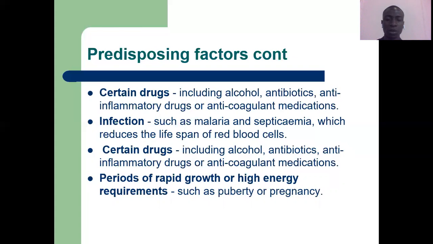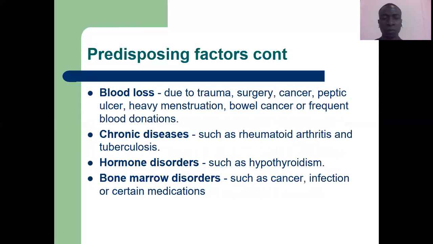Periods of rapid growth and high energy requirements. When somebody has reached a period of rapid growth and high energy requirements such as puberty and pregnancy, they usually have anemia, so that's why they need to be given supplements.